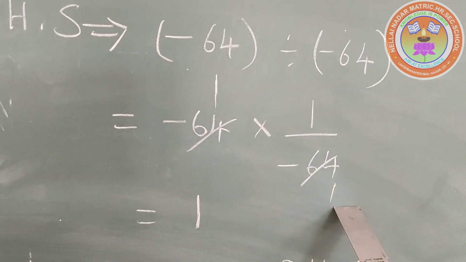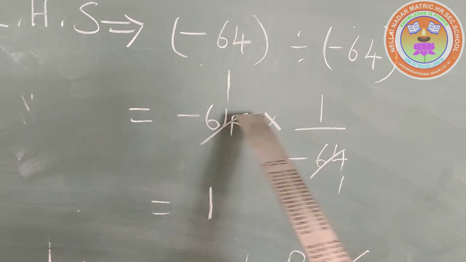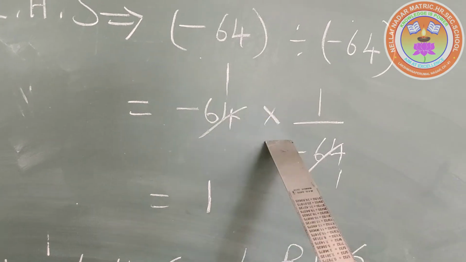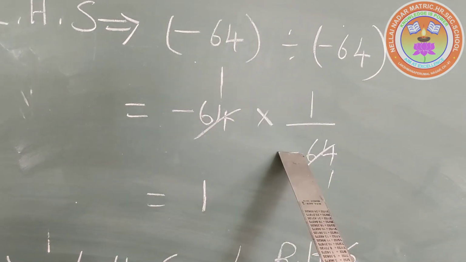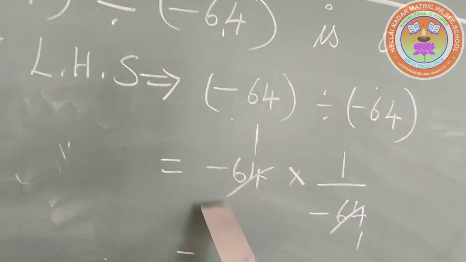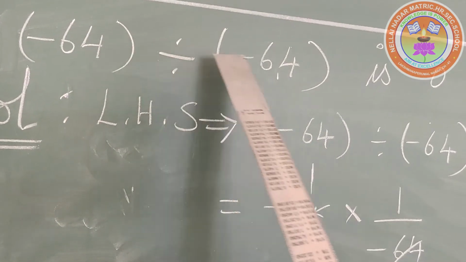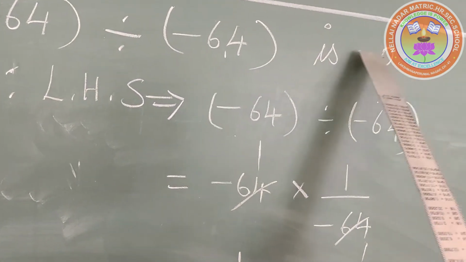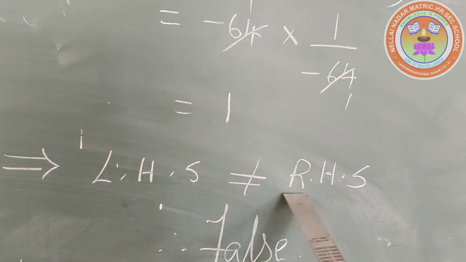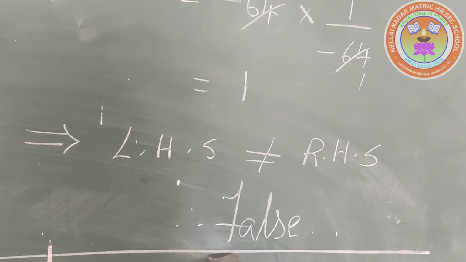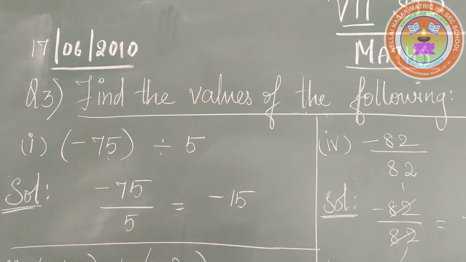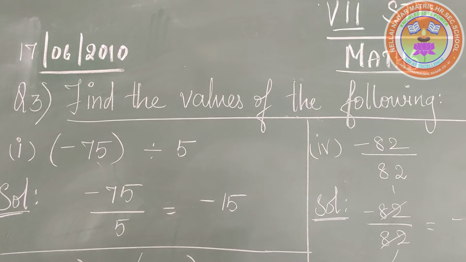1 by minus 64. So cancelling 64 and 64 1 times. Then what is remaining? Minus 1 into minus 1. Minus into minus becomes plus. 1 into 1 is 1. This is the answer when I divide minus 64 and minus 64. But in the question it is given as 0. So what do I say from this? LHS not equal to RHS. Therefore it is false. Okay. Next one. Find the values of the following.